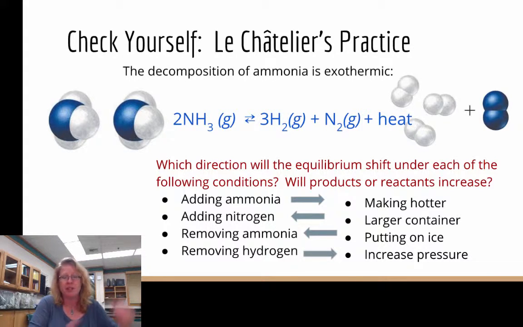All right, removing hydrogen is the other way. I'm pulling up on the right side. So if I pull up on the right side, I'm removing hydrogen. So that's going to shift to the right. So in the end, if I shift it to the right, that means I'm going to have less ammonia. I'm going to have more hydrogen and nitrogen at the new equilibrium.